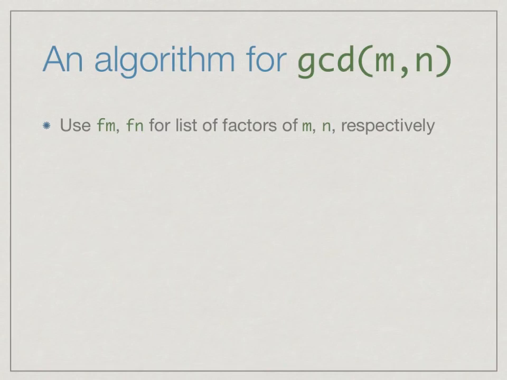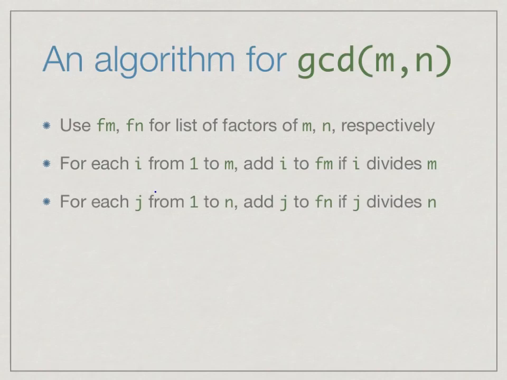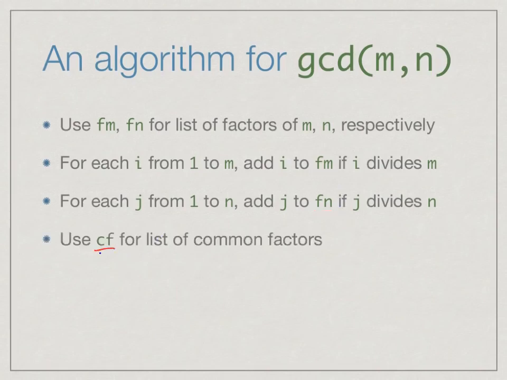So what we do is that we run through the numbers 1 to m, and for each i in this list 1 to m, we check whether i divides m, whether m divided by i has remained a 0, and if so, we add it to the list fm. Similarly, for each j from 1 to n, we check whether j divides n, and if so, we add it to the list fn. Now we have two lists, fm and fn, which are the factors of m and the factors of n. Now we want to compute the list of common factors, which we will call CF.